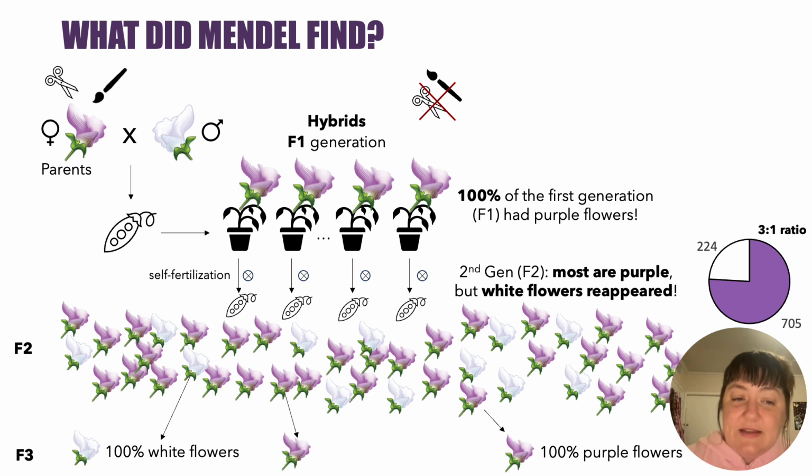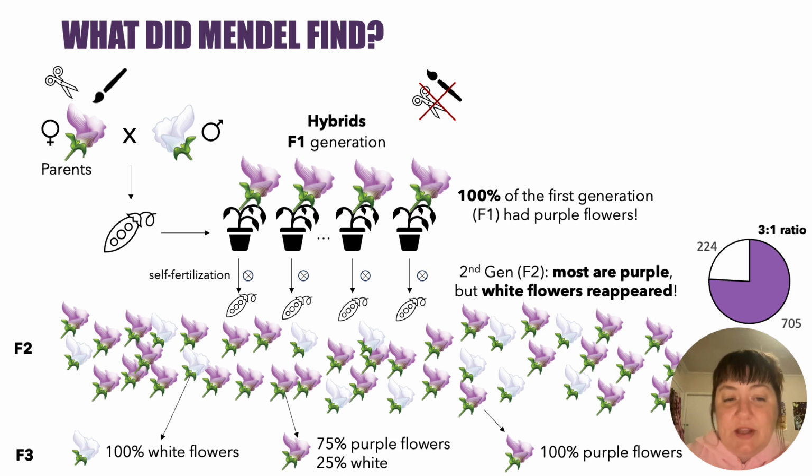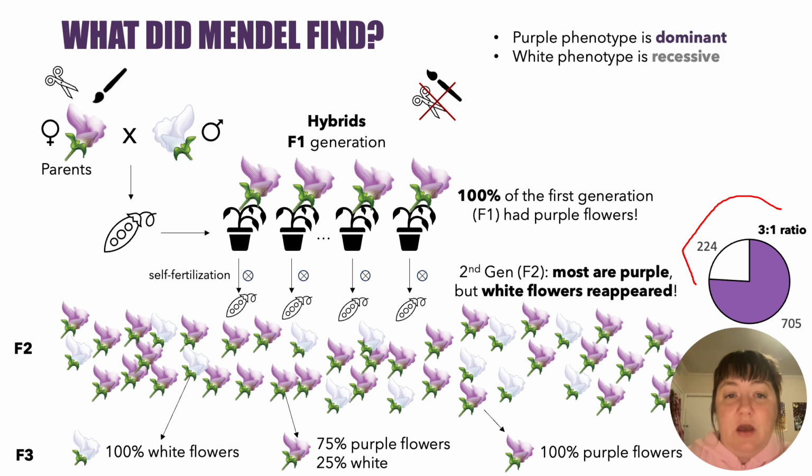But an interesting thing is that some of the purple flowers, even though they look the same as the other purple flowers, had offspring that had 75% purple flowers and 25% white flowers, just like the generation before in this pie chart. So he drew a couple conclusions here. First of all, the purple phenotype is dominant, so it masks the appearance of the white phenotype. And the white phenotype was said to be recessive, and he called it that because basically it disappears for a while in one generation and then reappears, so it kind of recedes, but then it comes back later.